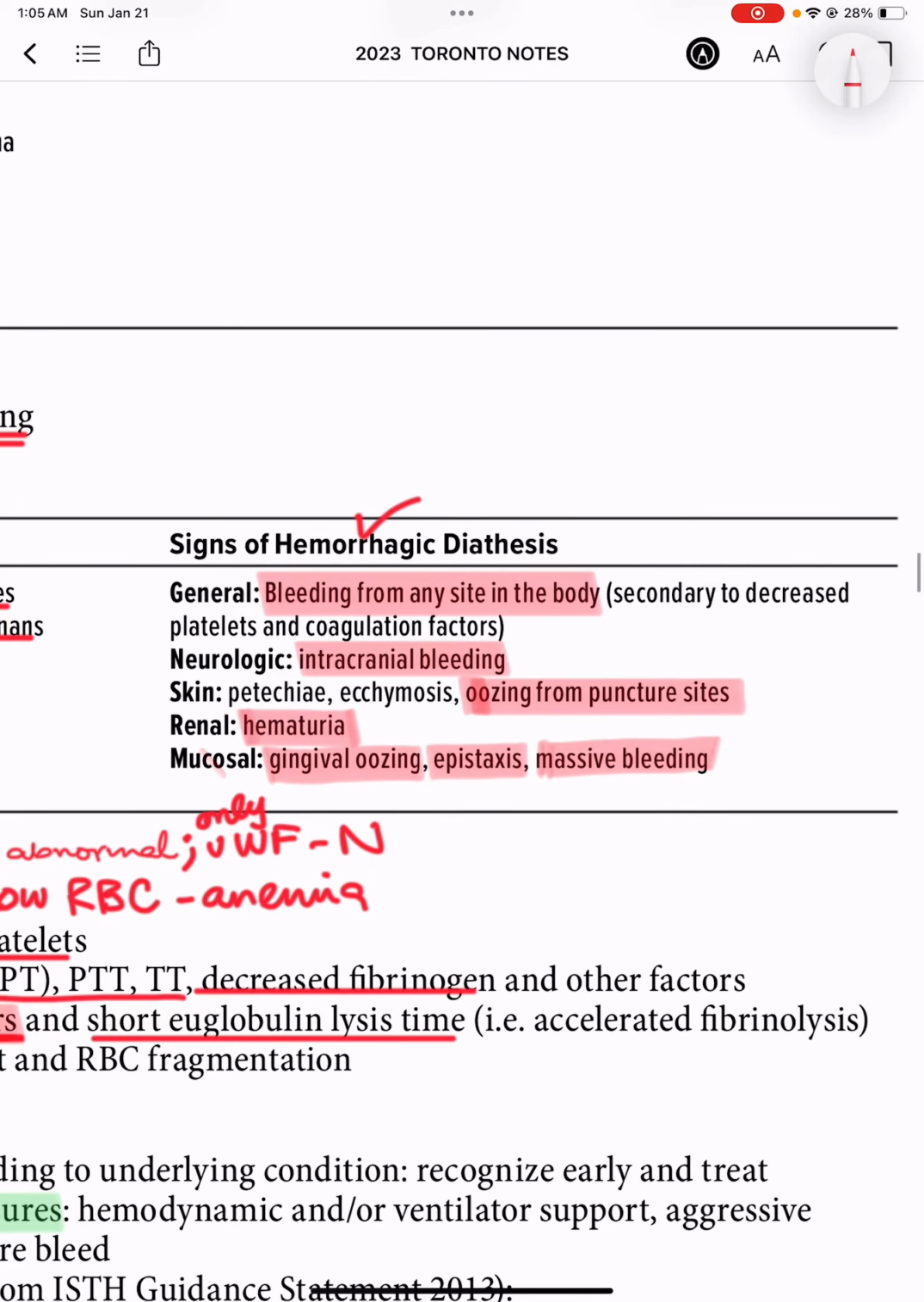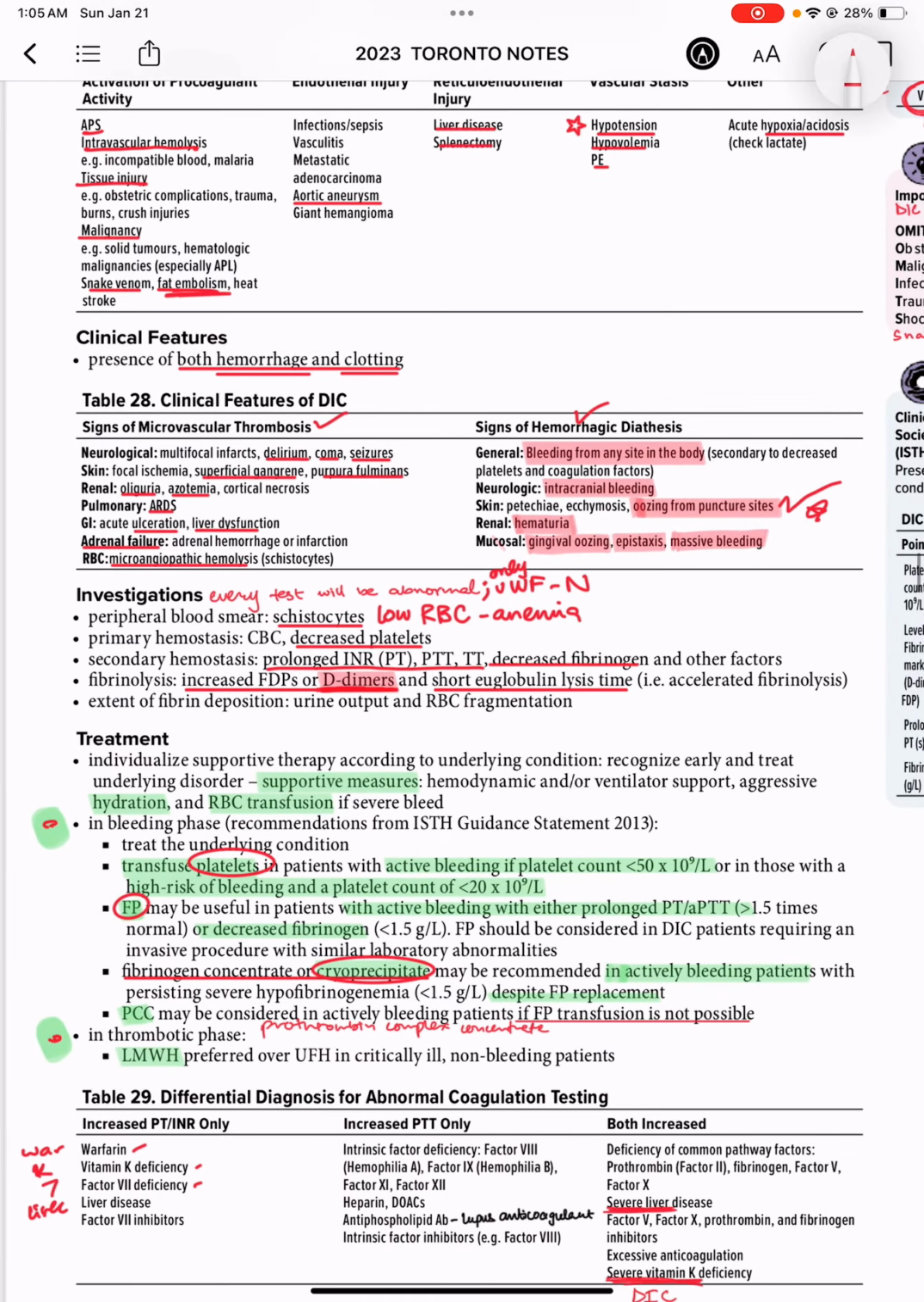Usually the scenario which we see is that the patient has blood oozing from puncture sites, there's bleeding from any site in the body, or there is some intracranial bleeding, hematuria. So that's the hemorrhagic part of DIC. This is the most common scenario, in which they say that blood is oozing out from the puncture sites. Wherever you had IV lines, blood is oozing out of there. And then it could be gingival oozing or epistaxis and massive bleeding too.